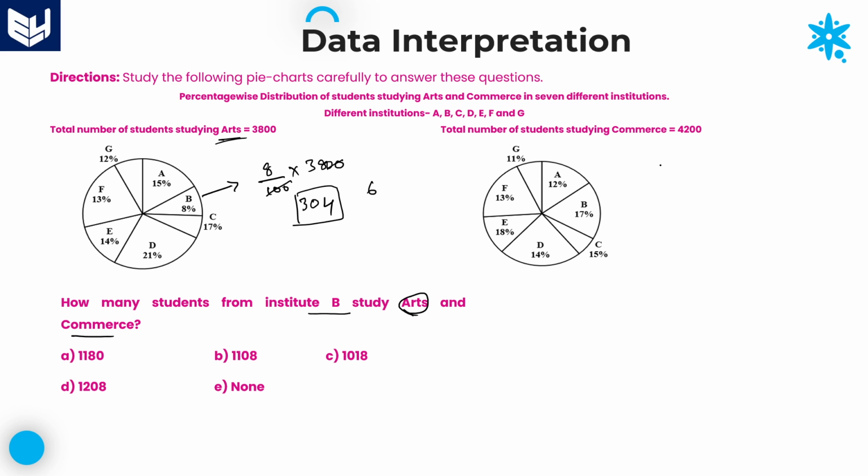Whereas coming to the second one, Commerce Institute B 17%. What is 17% of total commerce, which is 4200? So two zeros cancel.